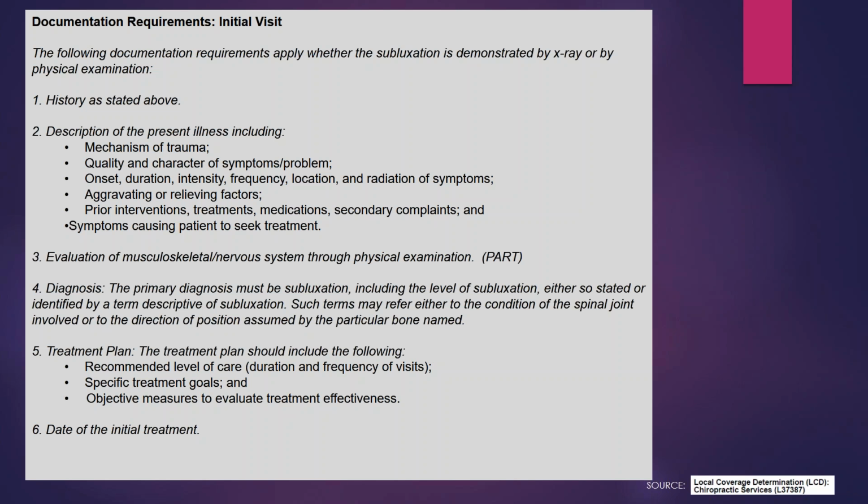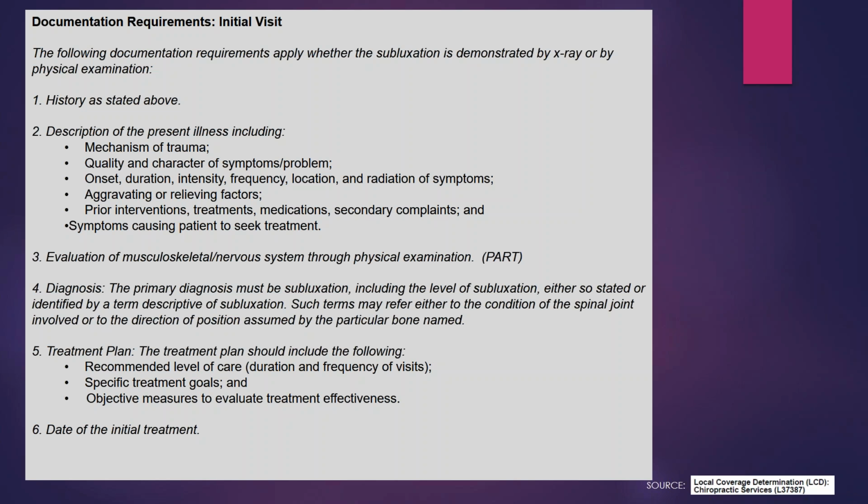The diagnosis, the primary diagnosis, must be subluxation, including the level of subluxation either so stated or identified by a term descriptive of subluxation. Such terms may refer either to the condition of the spinal joint involved or to the direction of position assumed by the particular bone named. So it gets very, very specific as to what your documentation needs to look like and what words need to be in your documentation to justify medical necessity of a subluxation.